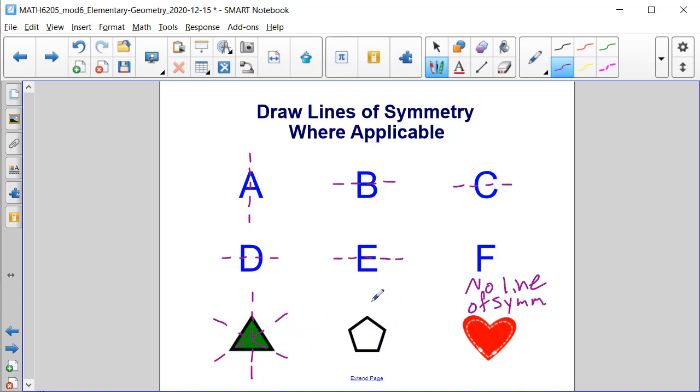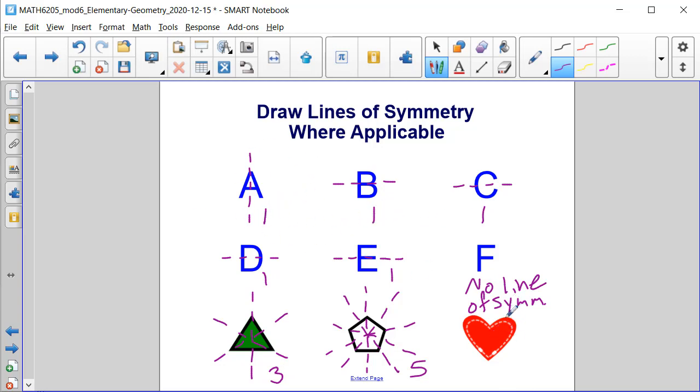Next, we have a regular pentagon. As stated before, when you have regular shapes, the number of lines of symmetry corresponds to the number of sides that the shape has. So far I've done 3, and then we can do 4, and then the last one will be through this vertex with 5. So indeed we have 5 lines of symmetry there.